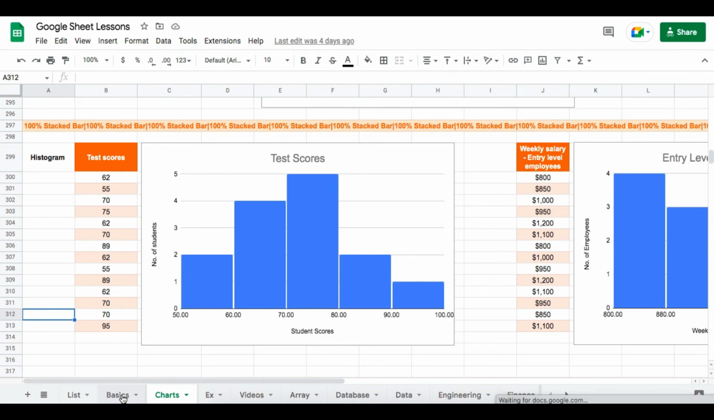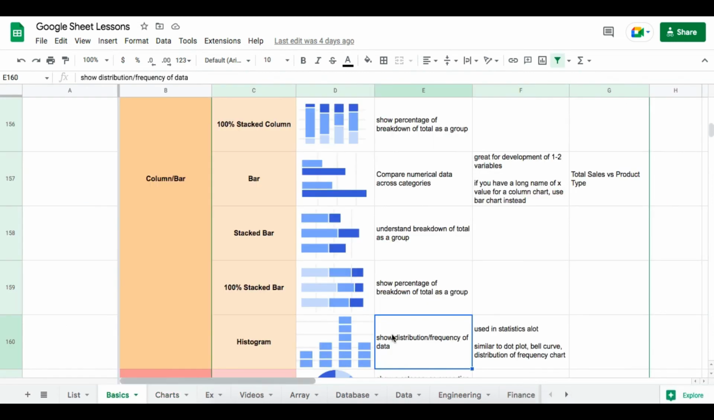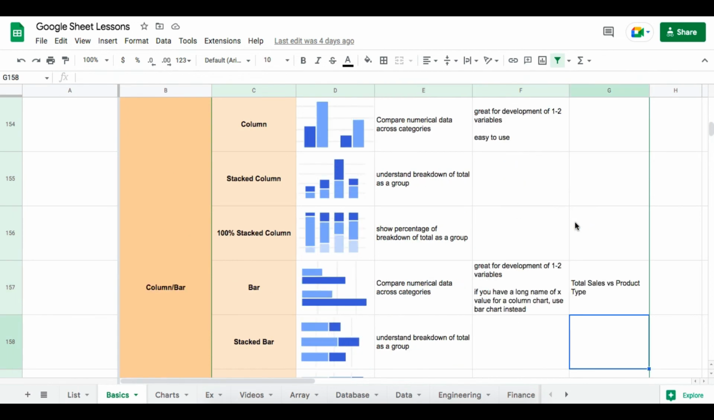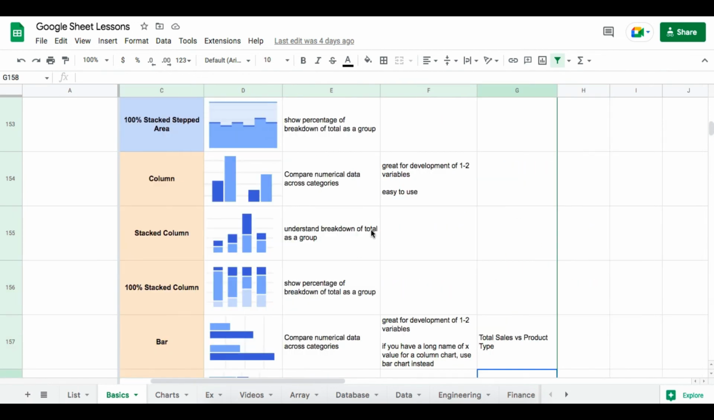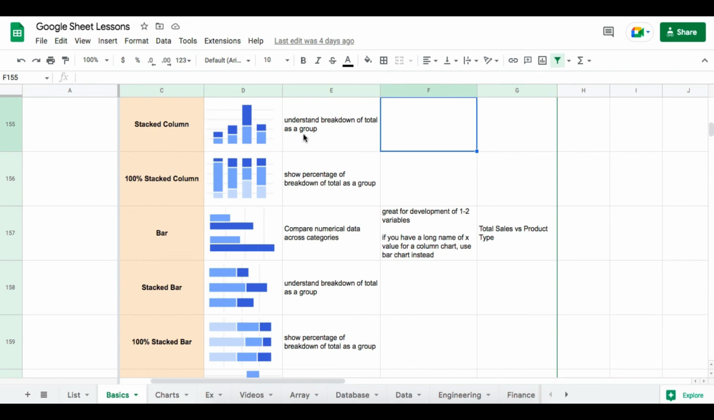Now let's go back to basics and let's just quickly go through this. So column chart, you compare the numerical data across the different categories. They're great for one or two variables. It's very easy to use. For the stacked column, you understand the breakdown of the total as a group. And then if you don't want the total, you can also break it down into a percentage in the 100% stacked column.